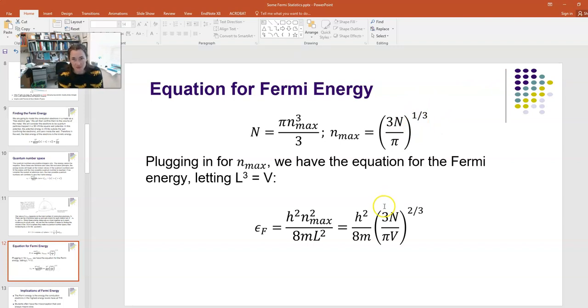you can pause it here if you need to think about the algebra. That's h squared over 8m times (3N over pi V) to the 2/3 power. Now remember, what's the V? V is volume, and the volume of our 3D box, since it's a cube with sides L, would be L cubed. And see here, if I take 1 over L cubed to the 2/3 power, I get L squared. Okay.